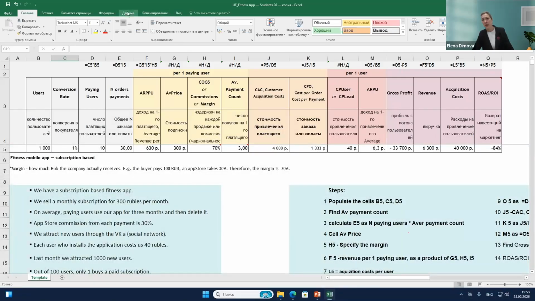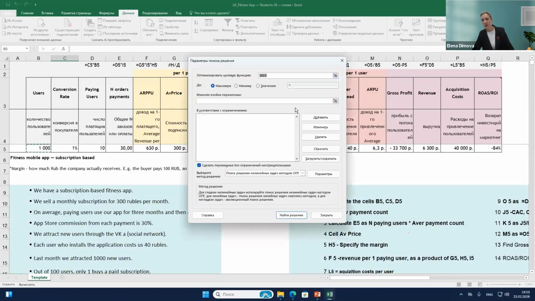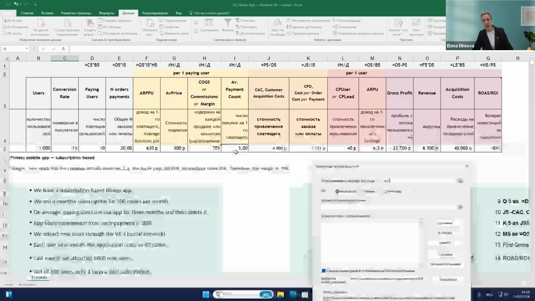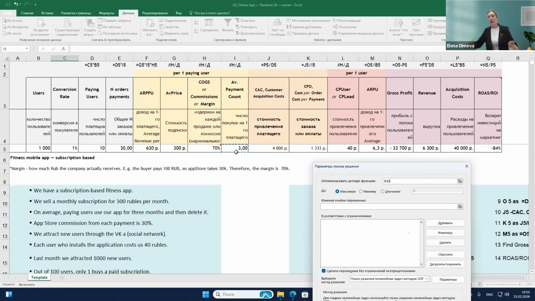I go to the Data functionality and I need Solver. I can use this solver to help me, and the idea is the following. I focus on average payment count, which is the number of purchases. The idea is for how many months I need to retain customers so as not to have losses at least. So for how many months they should pay me. Sorry, here we should not do it like this. We should set the value return on investments. This is the target cell, and it should be at least 0, right? So in the target function we have return on investments. It should be 0, and the cell we need to change is the average payment count.